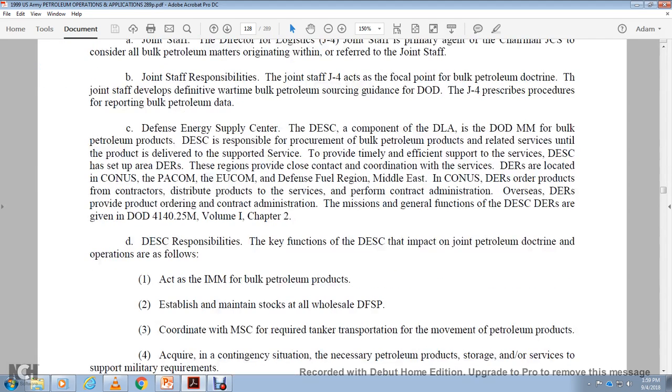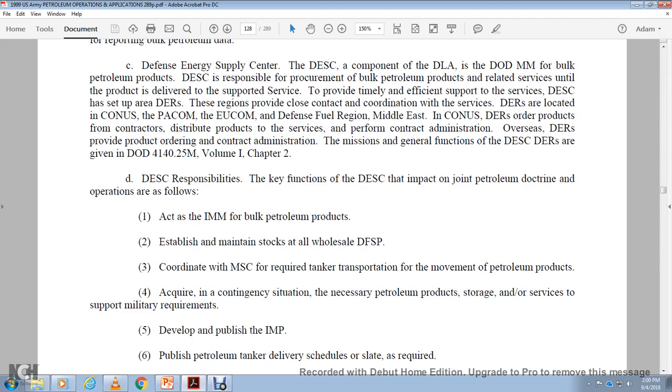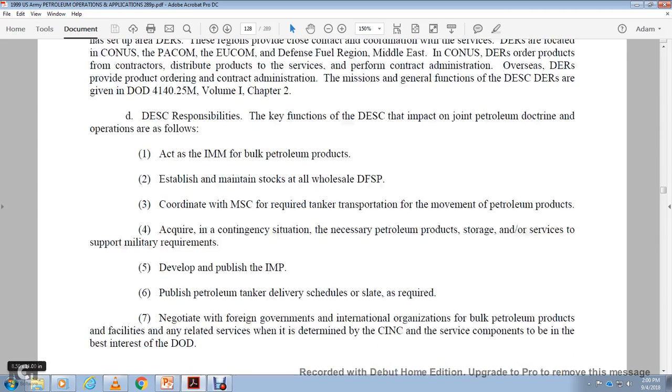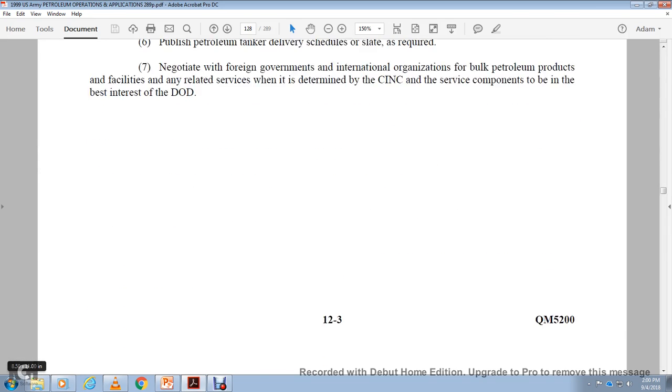The key functions of the Defense Energy Support Center in support of the Joint Petroleum Doctrine are as follows: as the IMM, establish bulk petroleum products and maintain stock at the wholesale defense fuel supply point; coordinate with the Military Sealift Command on the required tanker transportation for movement of petroleum products; provide for contingency situations, petroleum product storage, and services to support military requirements; develop and publish the IMP and the petroleum tanker delivery schedule; and negotiate with foreign governments and international organizations for bulk petroleum product facilities and related services, as determined by the CINC and the service components, in the interest of the Department of Defense.